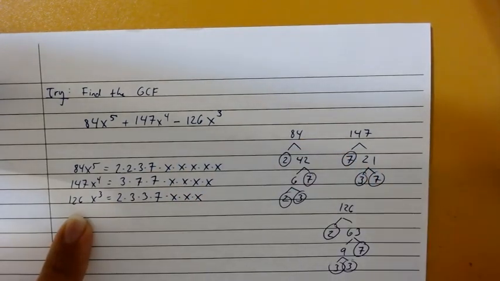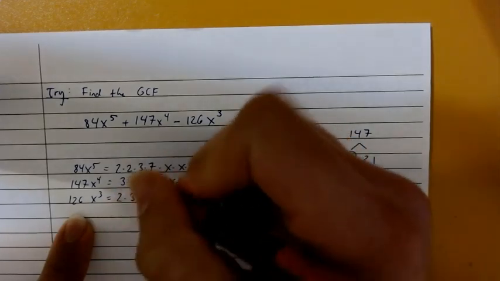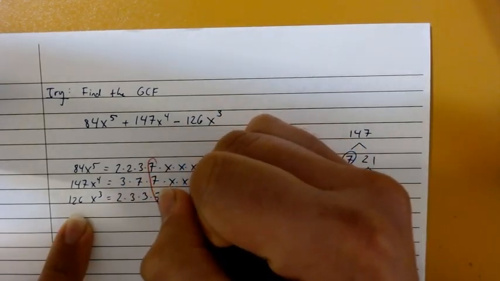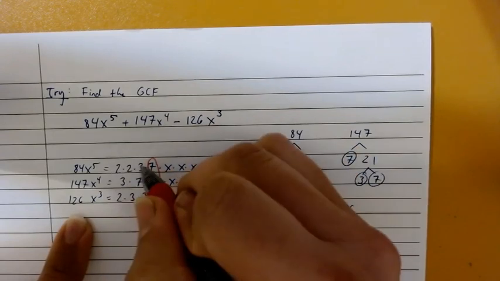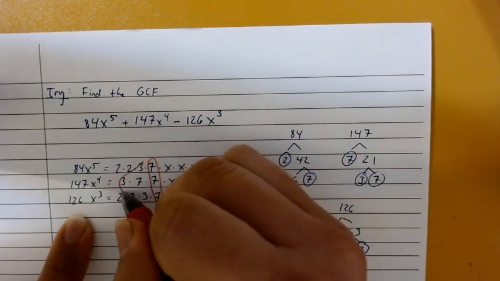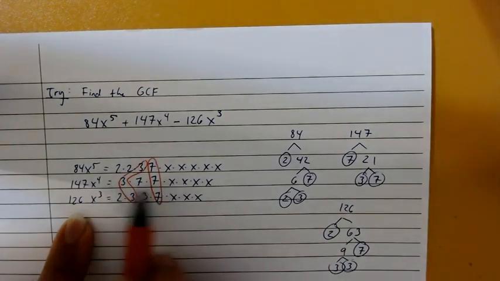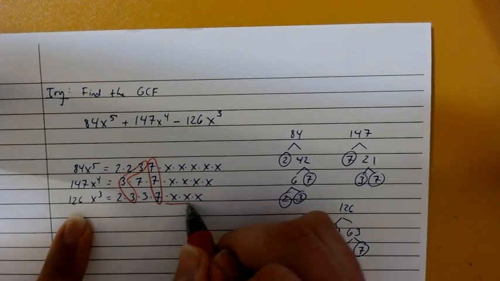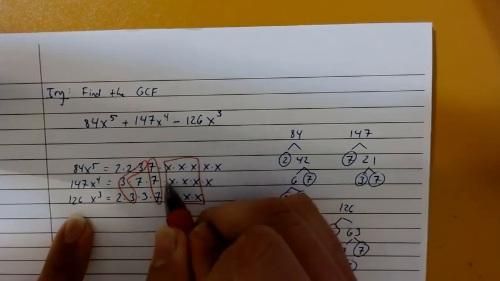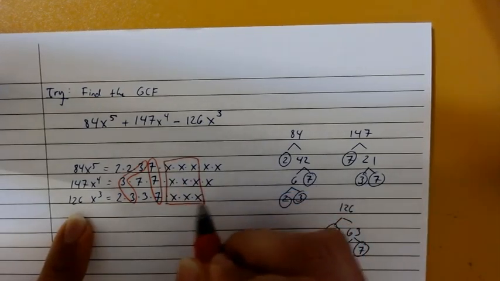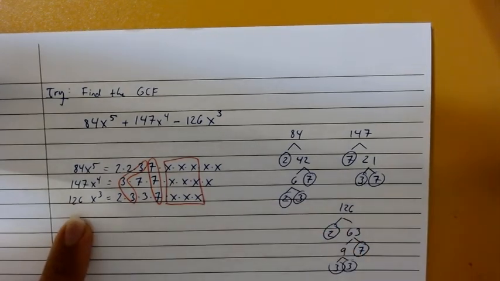All right. So now let's see what they all have in common. Looks like they all have a 7. They all have a 3 in common. Notice that these have a 2 in common, but that would leave out the middle one. You can't do that. It has to be common for all of them. They all have to have one. So here they all have a 3, they all have a 7, and it looks like they all have 3 x's. Now, these have more, but that would leave out the bottom one. It's got to be the same for all of them.